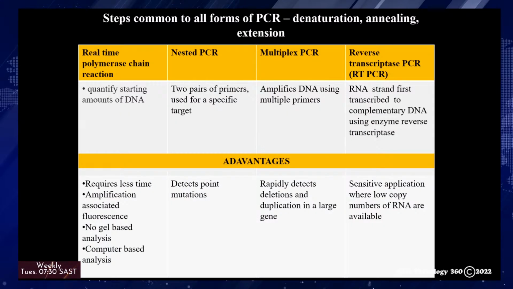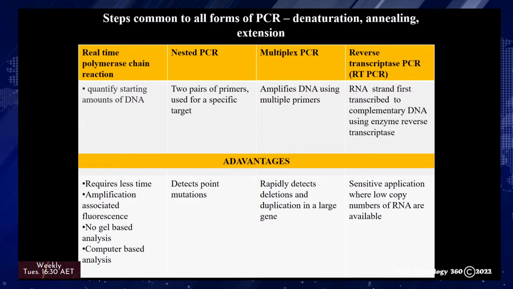All forms of PCR consist of some common steps such as denaturation, annealing, and extension. Real-time PCR quantifies the starting amounts of DNA and requires less time because there is no gel-based analysis. Nested PCR uses 2 pairs of primers which can specify a particular target. This process detects point mutations with a great specificity.